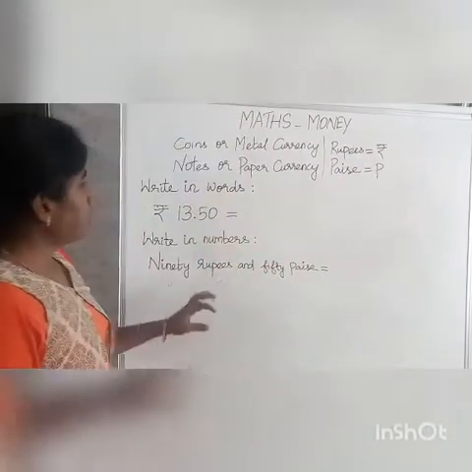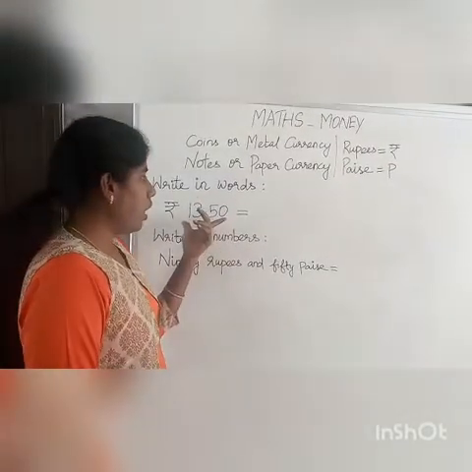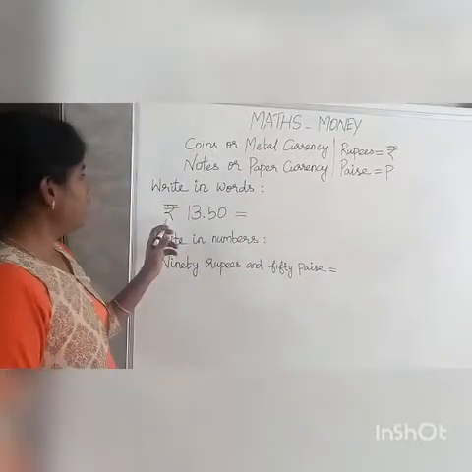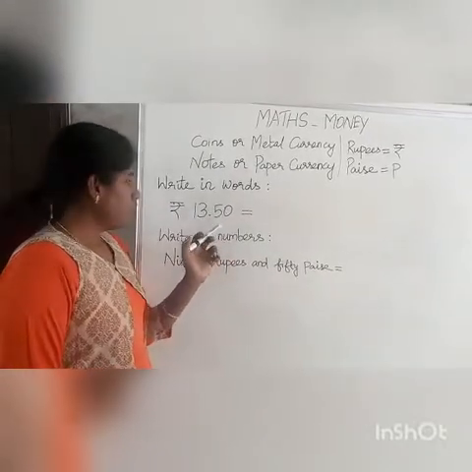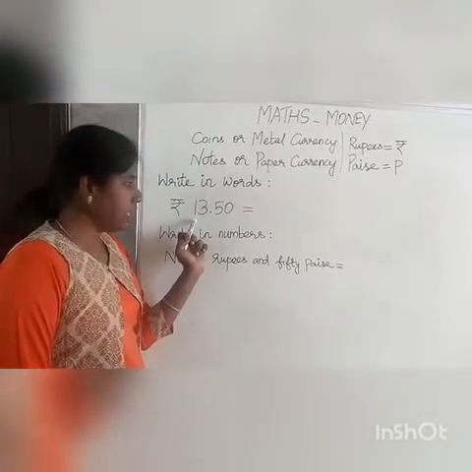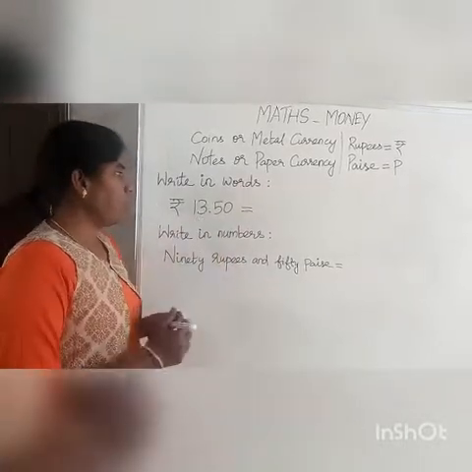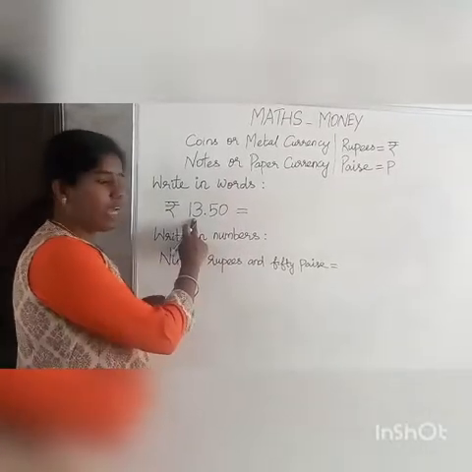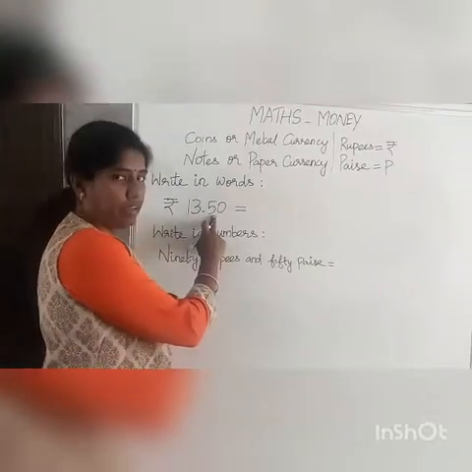So in this chapter, first we saw about writing in words. How do we write the rupee in words? They have given it like, this is the symbol for rupee and 13.50. The first number before the dot is the rupee, and the number after the dot is the paise. So what do we do when we have to write the money in words? First we need to write the number name for the rupee and then write for the paise.